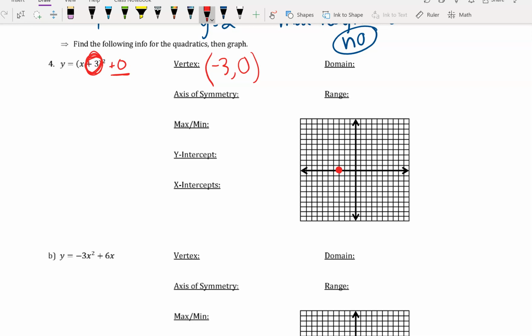And then I always go over, if it's positive in front, I go over 1, up 1, because 1 squared is 1. Then back to the vertex, over 2, up 4, because 2 squared is 4. And then over 3, up 9, because 3 squared is 9. Some teachers do the 1, 3, 5 method, where you don't go back to the vertex. Okay, all right. Axis of symmetry is always going to be the x-coordinate of the vertex. Let's graph that.